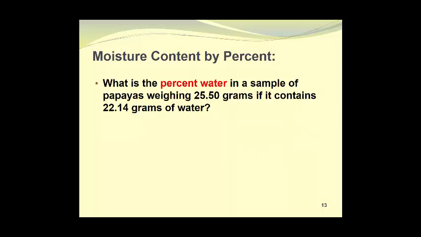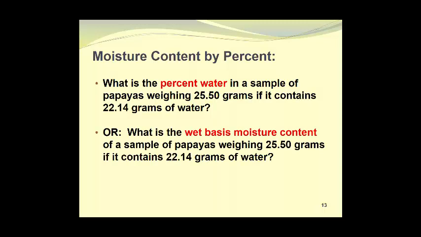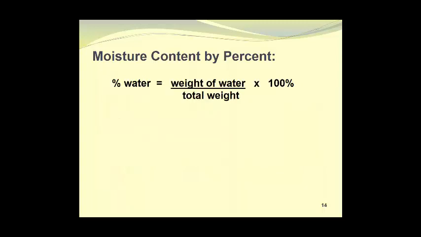So what is the percent water in a sample of papayas weighing 25.50 grams if the sample contains 22.14 grams of water? Or what is the wet basis moisture content of a sample of papayas weighing 25.50 grams if the sample contains 22.14 grams of water? This is the same problem stated in two slightly different ways.